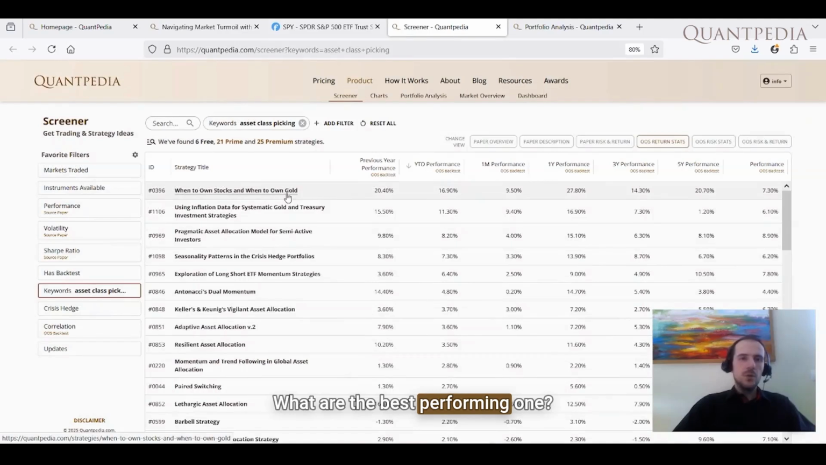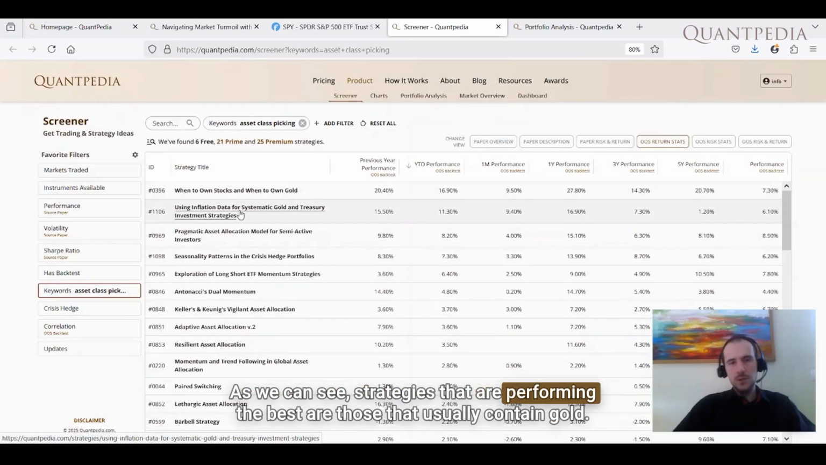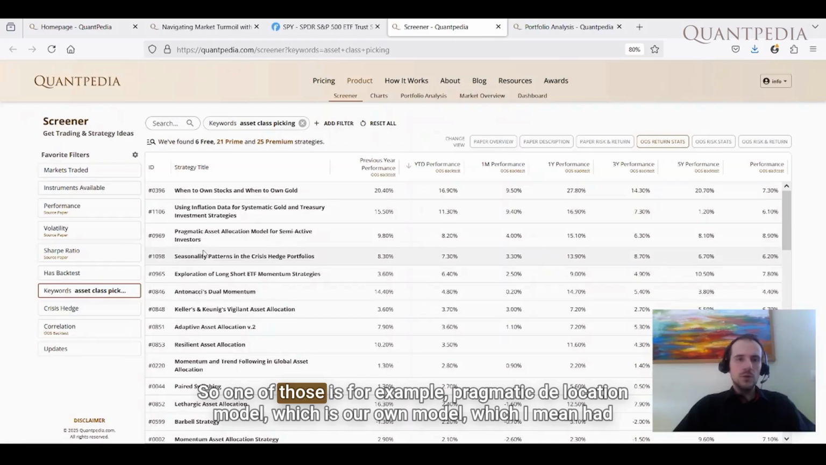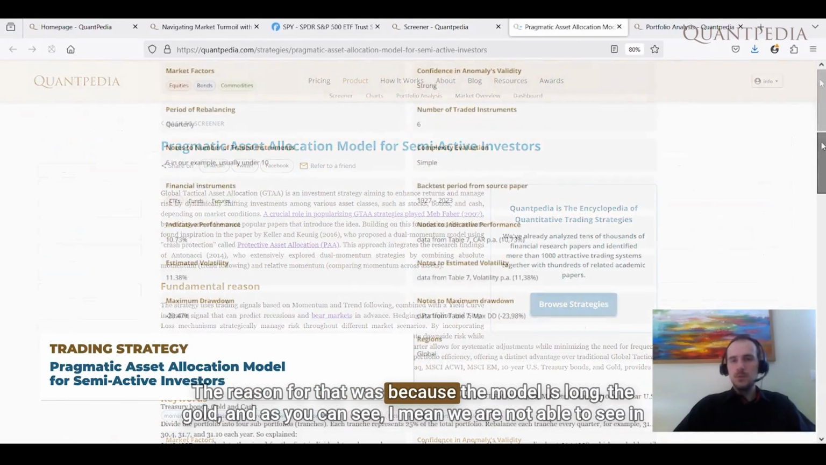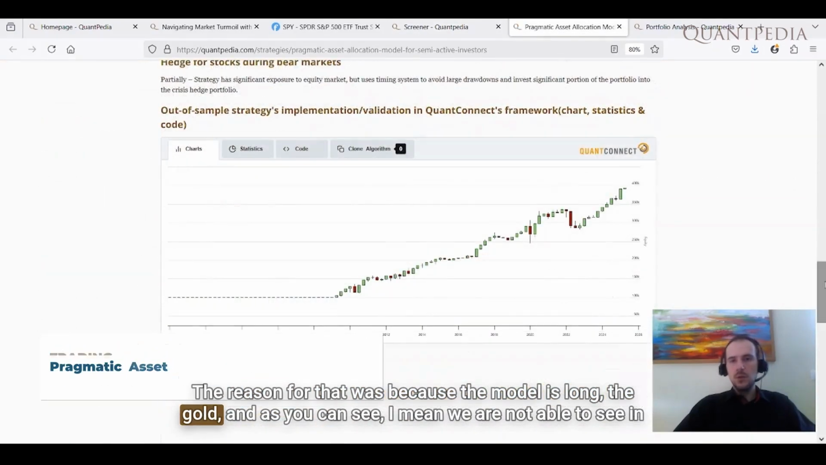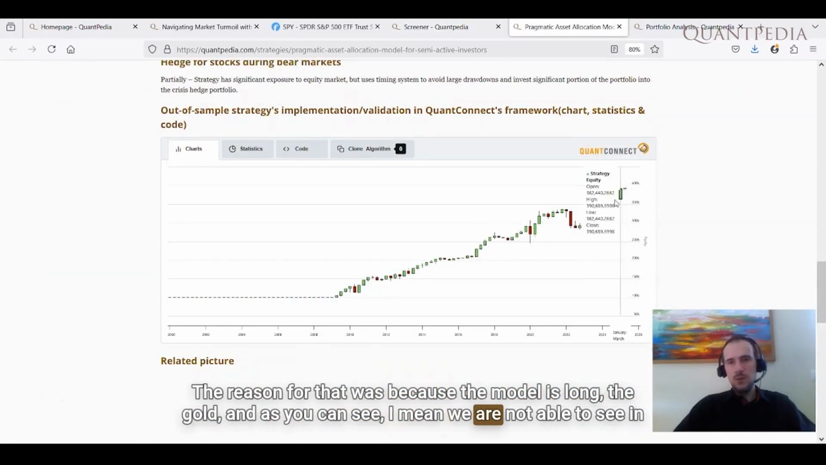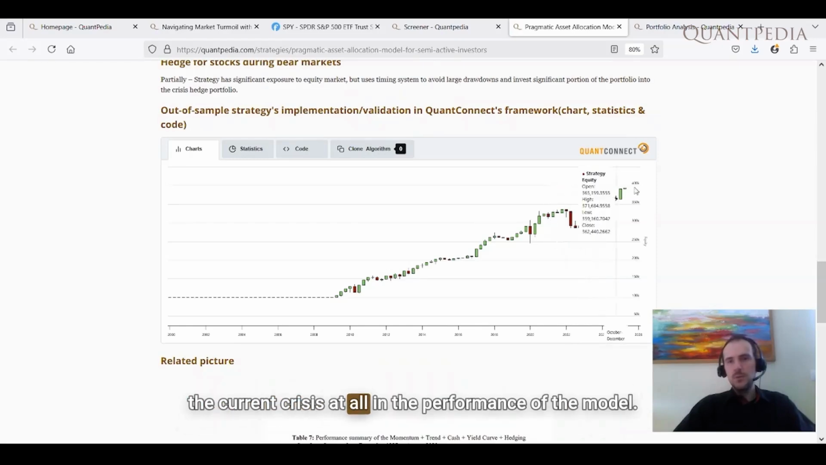What are the best performing ones? As we can see, the strategies that are performing the best are those that usually contain gold. One of those is, for example, the Pragmatic Asset Allocation model, which is our own model, which had really nice performance year to date, over 8%. The reason for that was that the model is long gold, and as we can see, we are not able to see the current crisis at all in the performance of the model.